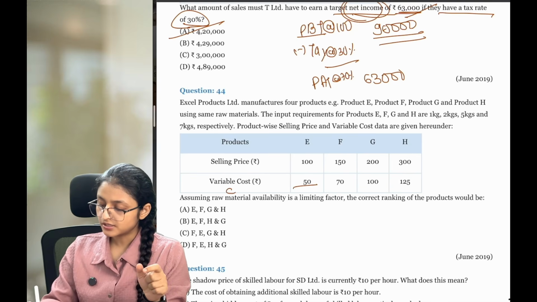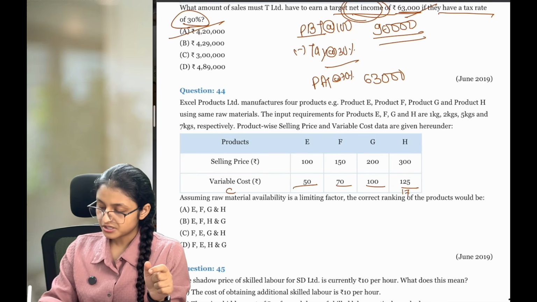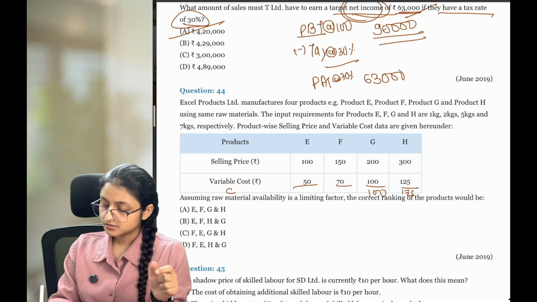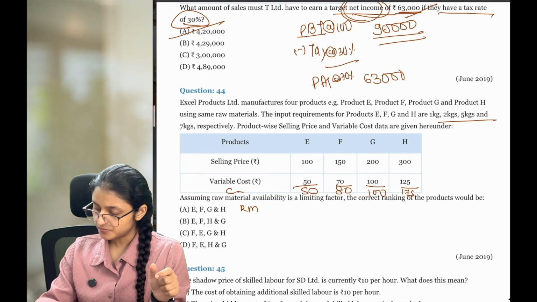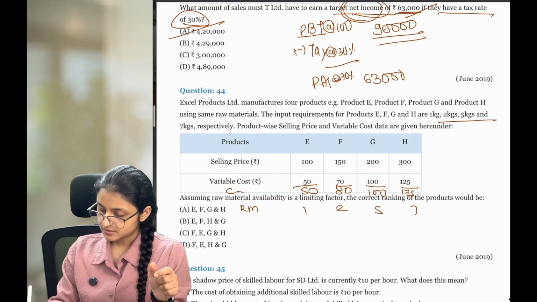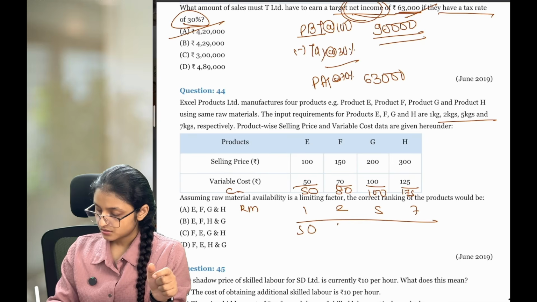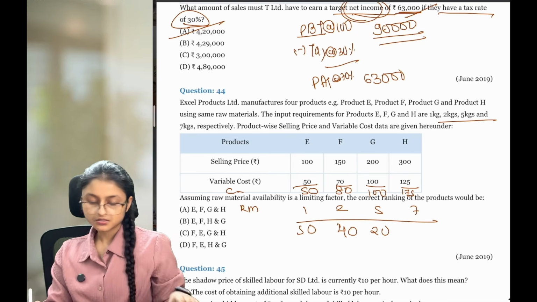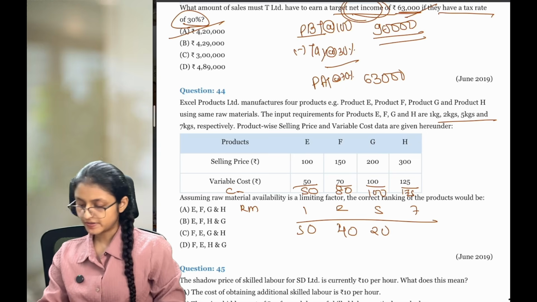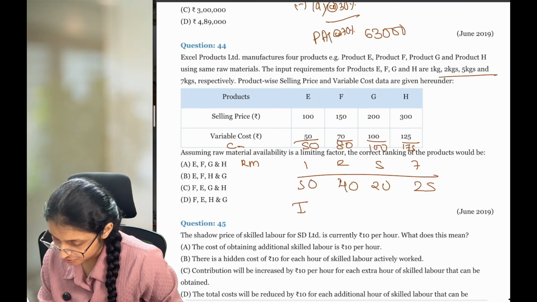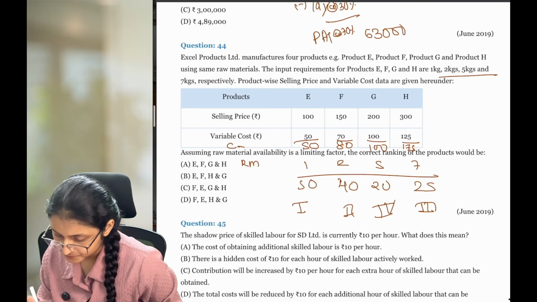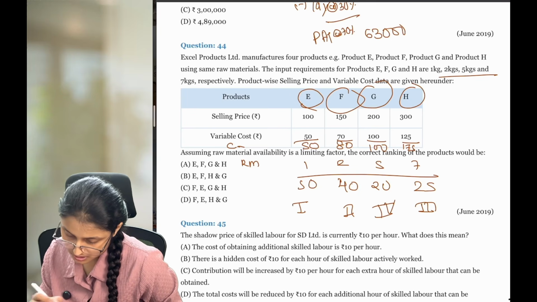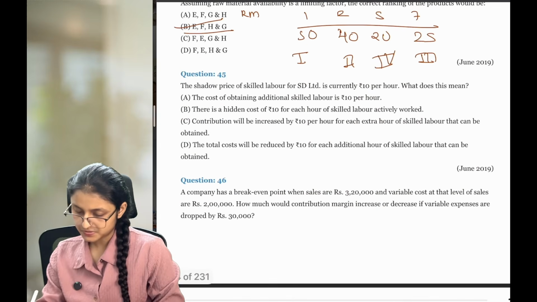First we have to calculate the contribution, which is 175, 100, then 80, then 50. Raw material per unit is 1, 2, 5 and 7. So contribution per kg is 50, 40, 20, and 175 divided by 7 is 25. If I rank the products, this is the first rank, this is second, this is third and this is fourth. So E, F, H and G. E, F, H, G. So option B is the correct answer.